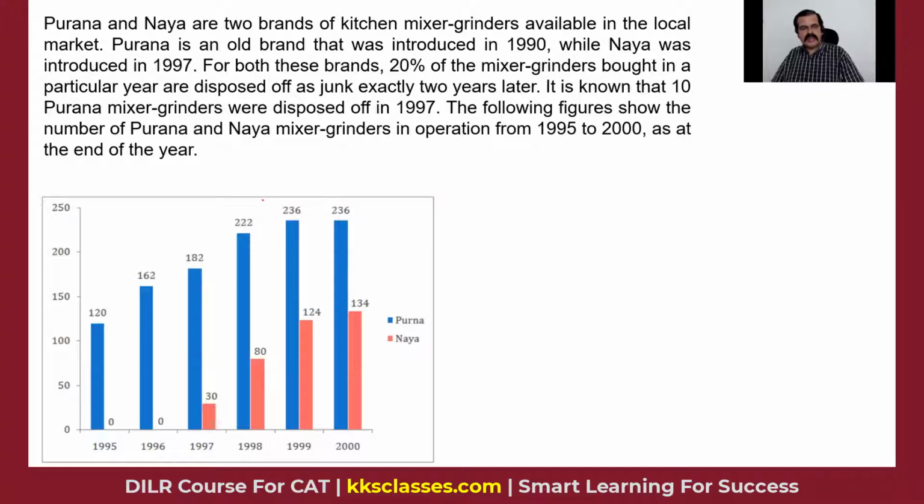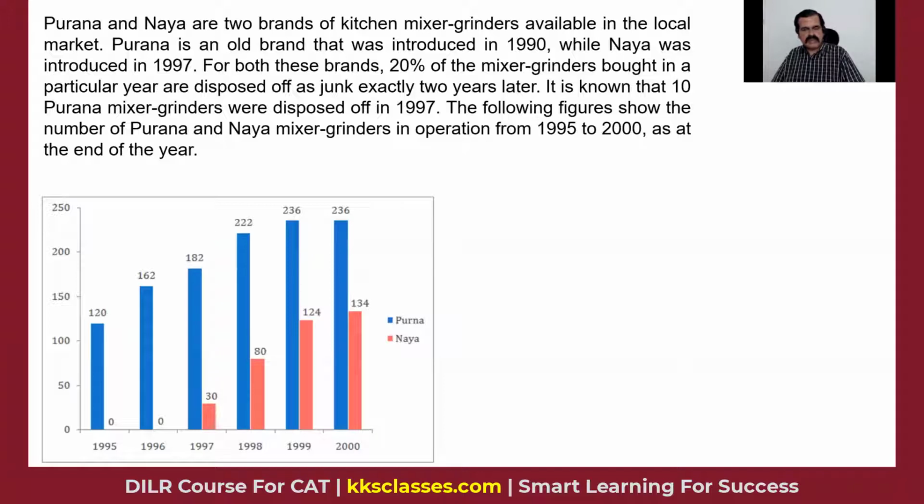Now, the data says that there are two brands of kitchen mixer grinders, Purana and Naya. Purana, as the name suggests, is an old brand introduced in 1990. The blue bars are Purana, and we have data only from 1995. Whereas Naya was introduced in 1997, and we have data for Naya from 1997 onwards.